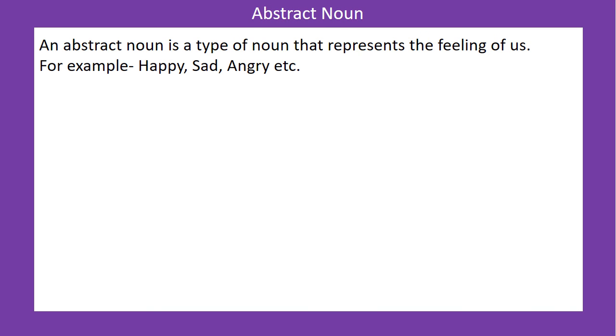In the next slide we are going to learn about abstract noun. An abstract noun is a type of noun that represents the feelings of us. Like the feelings we feel, happy, sad, angry, are known as abstract nouns. Let's move on to examples. For example, happy, sad, angry, etc. So these are the feelings. In short words, abstract nouns are the feelings. Let's move on to our next slide. In this slide we have learnt about abstract noun.